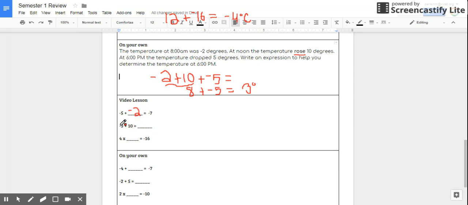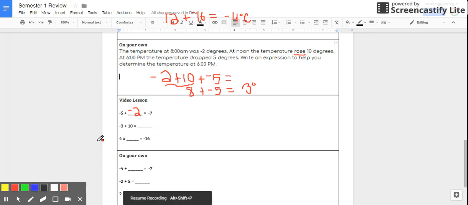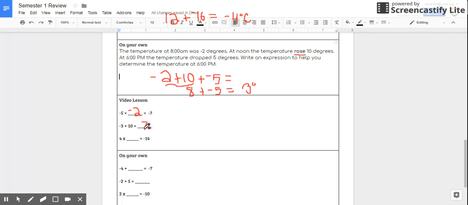Next one, 4 times something gives me a negative 16. Well, I know 4 times 4 is 16. But if I want a negative 16, I know a positive times a negative would give me a negative 16. Okay, next one, you're going to fill in the blank on your own. Select the correct answers, and then we will go over it.